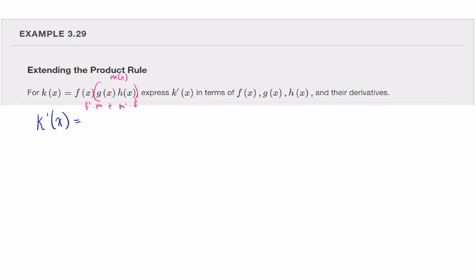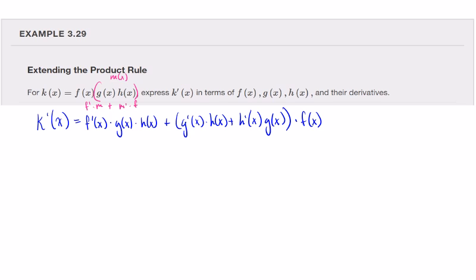So the derivative of f is f prime, so that comes first, and then I'm just going to write regular m, so it's just going to be g of x times h of x, right? So this is m right here. Plus, now I'm going to do m prime, so now I have to take the derivative of this. So the derivative of that is its own product rule, right? So it's going to be g prime h plus h prime g, right? And then regular f is just f of x.